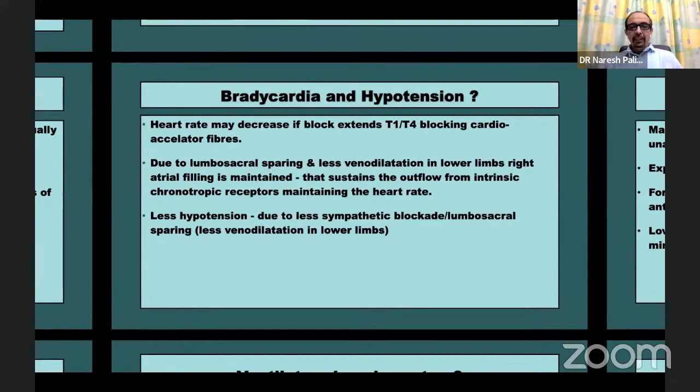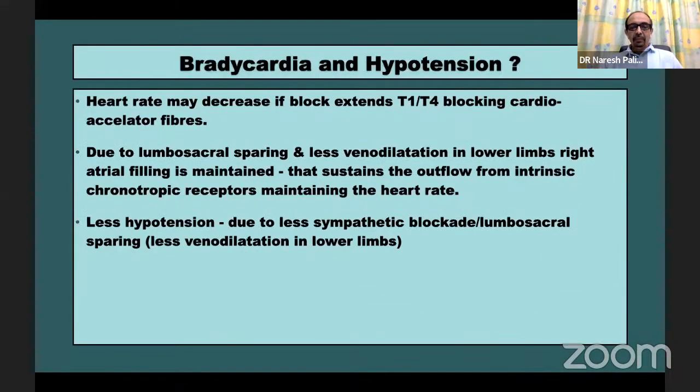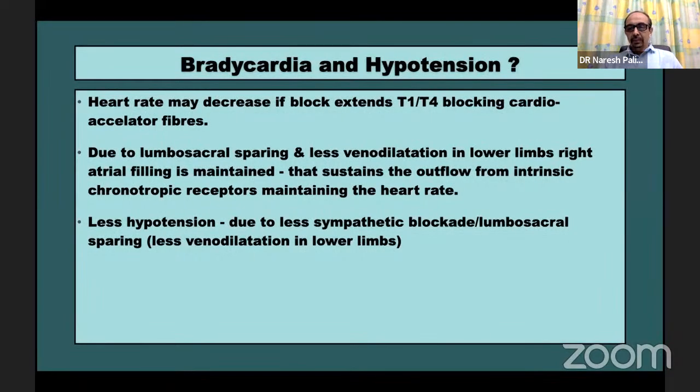About bradycardia and hypotension, the heart rate may decrease if the block extends to T1-T4, but due to lumbosacral sparing, the reverse Bainbridge reflex is usually not activated. And due to lumbosacral sparing and less venodilatation in the lower limbs, atrial filling is maintained, and that usually sustains the outflow from intrinsic chronotropic receptors, which maintains the heart rate. And the hypotension is less, usually because of less sympathetic blockade due to the low doses of drugs.